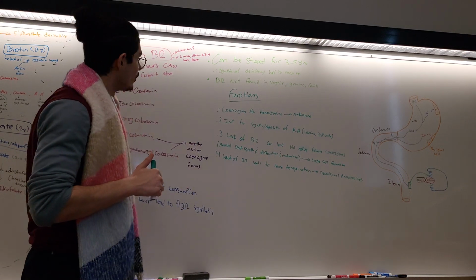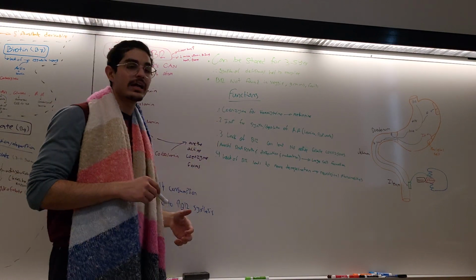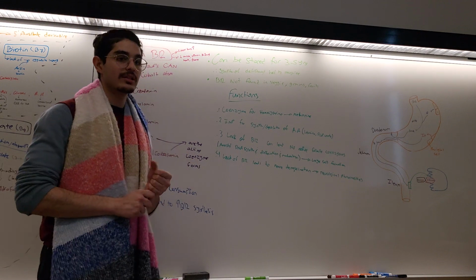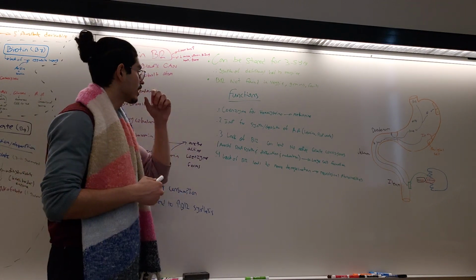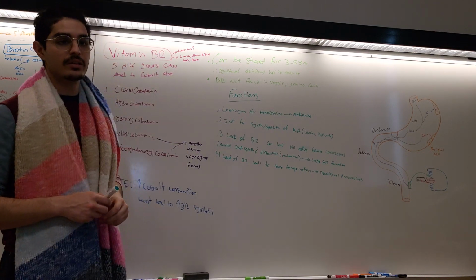And again, B12 is only found in animal foods, not in veggies, grains, and fruits. Okay, so if you're a vegetarian, watch out for this because a lot of vegetarian diets can actually lead to anemias. Okay, and that's diet-induced anemia, primarily due to the fact that B12 is not there.